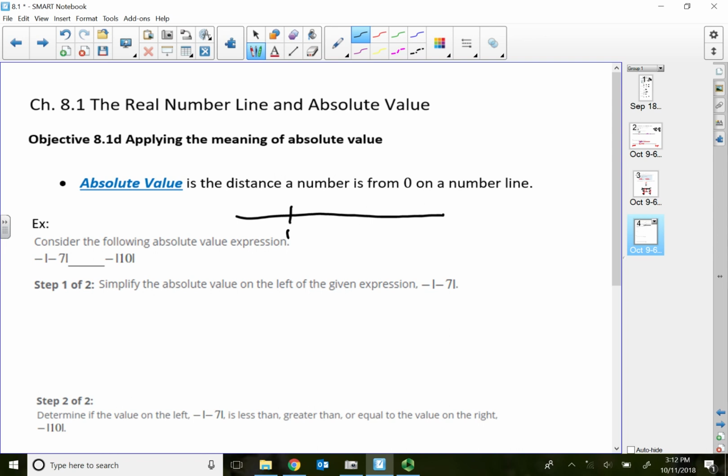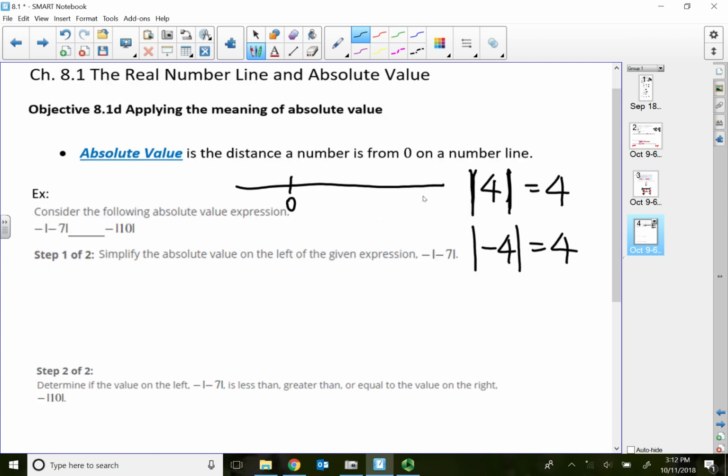There's no such thing as negative distance. That's the reason why, if you can recall, whatever comes out of the absolute value is always positive, because absolute value is talking about distance on the number line. So the absolute value of 4 is going to equal +4. If I have the absolute value of -4, my answer will still be positive. Why does the answer have to be positive? Because absolute value represents distance from 0 on the number line.